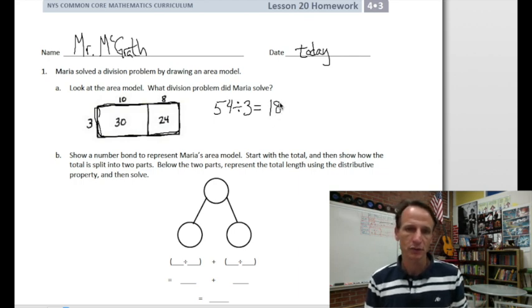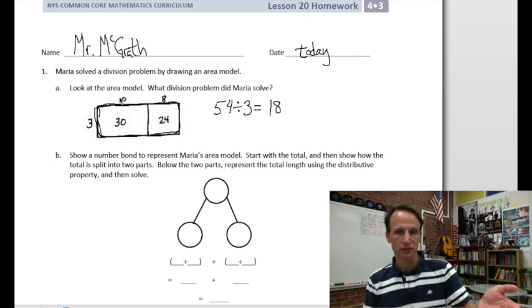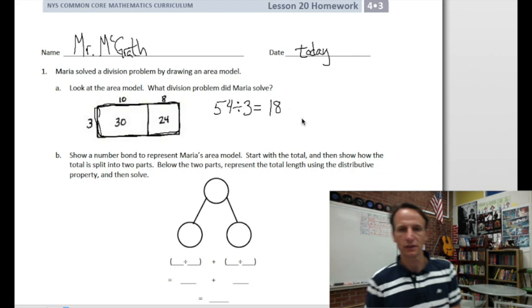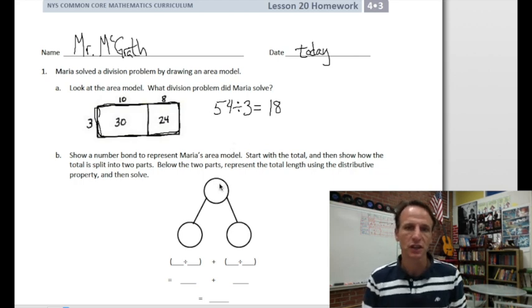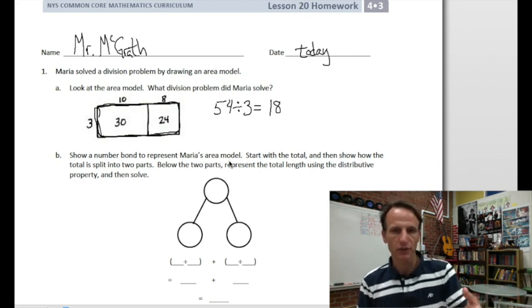And so stop and look. Does that make sense? 3 times 18 is 54. 54 divided by 3 is 18. And we could even say 54 divided by 18 is 3. Yes, very good. So this is the division problem she was solving. And so now, very simple to do this out as a number bond to represent Maria's area model.